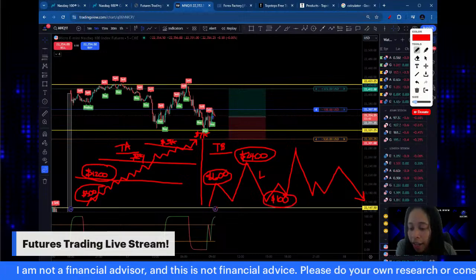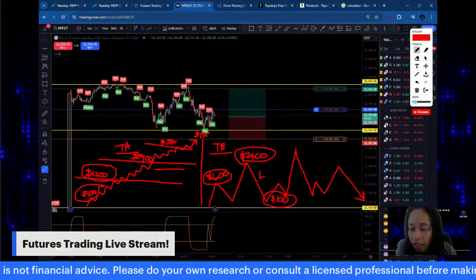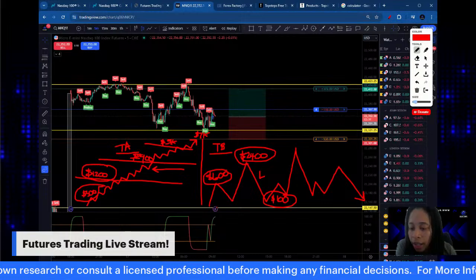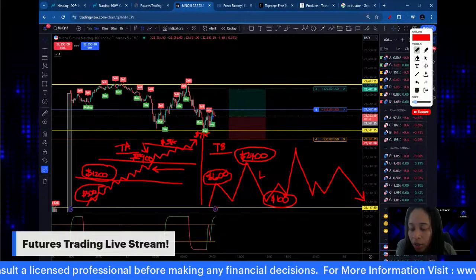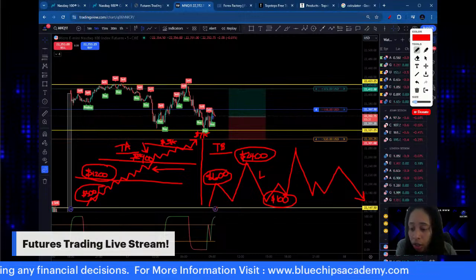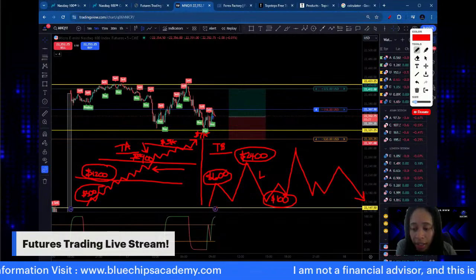Versus trader A, who took the same loss, right? Let's just say that this is the same loss, this dip right here. But now they won, and so now their account is at 2,400. So instead of losing 2,200, they only lost $200, $300. So now they've sustained their account.